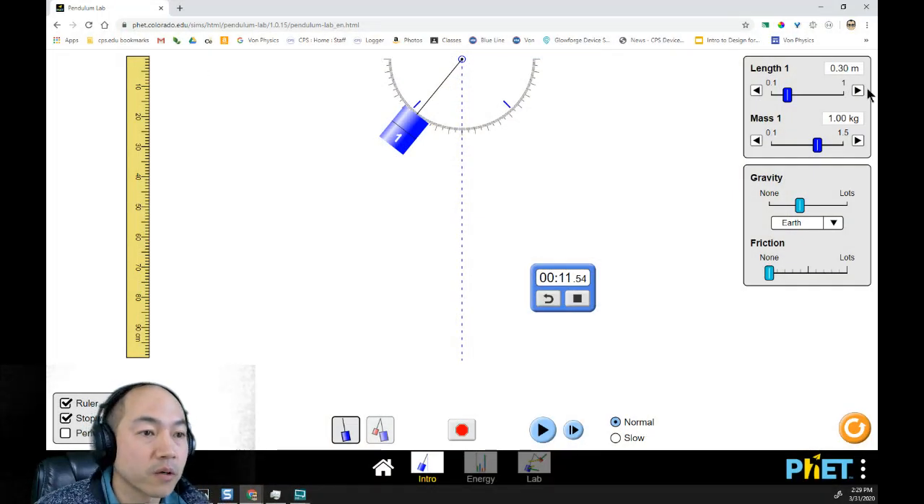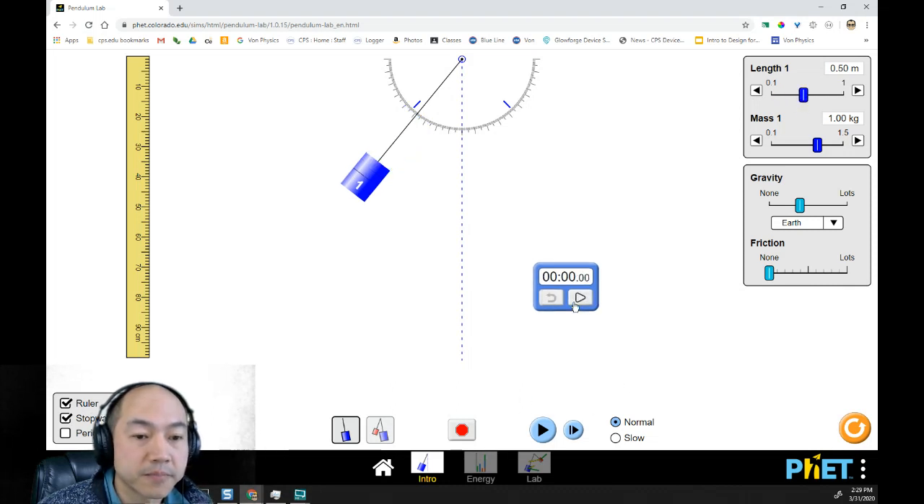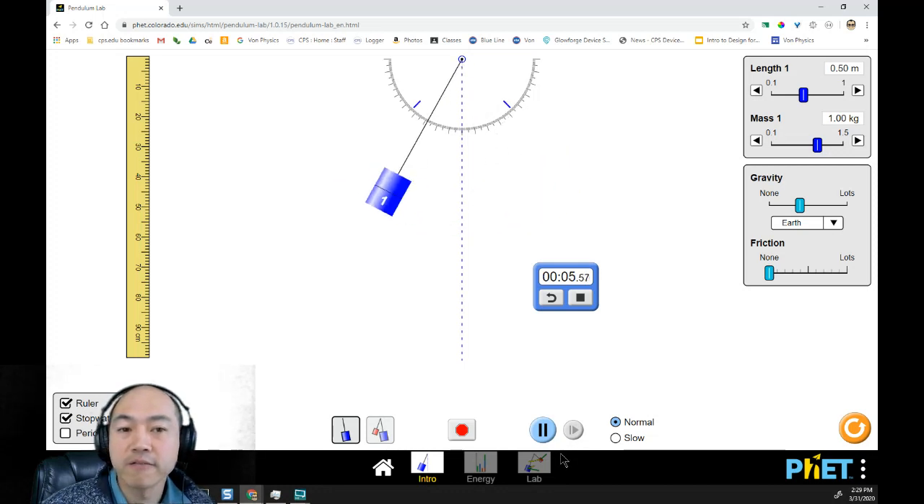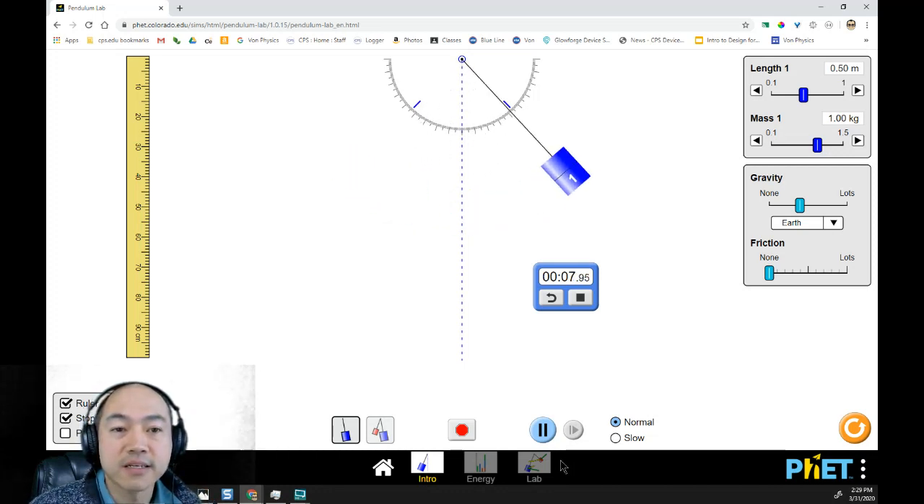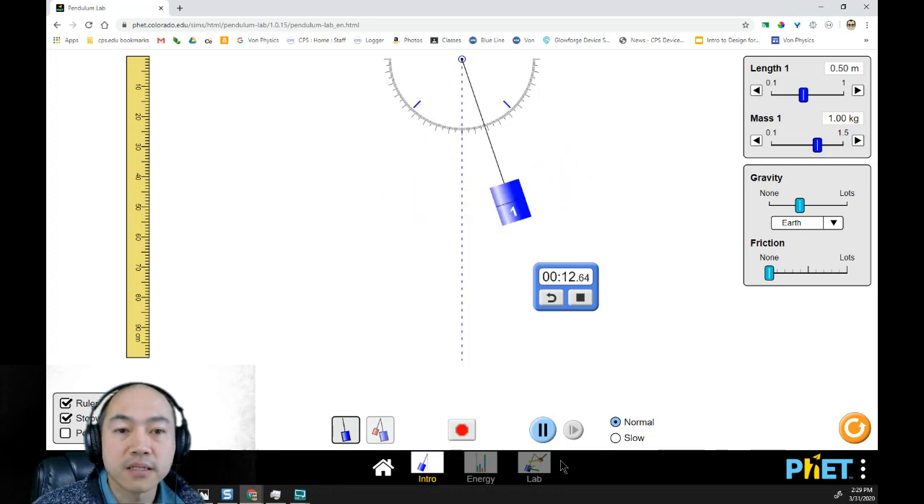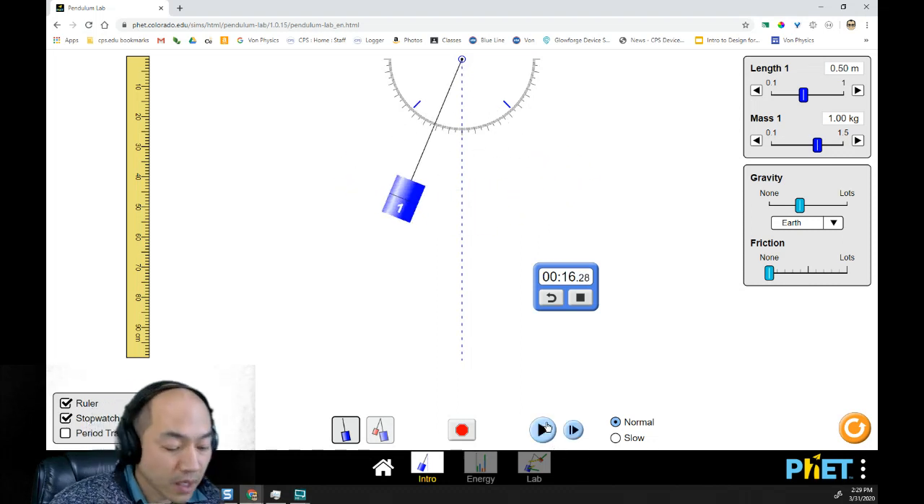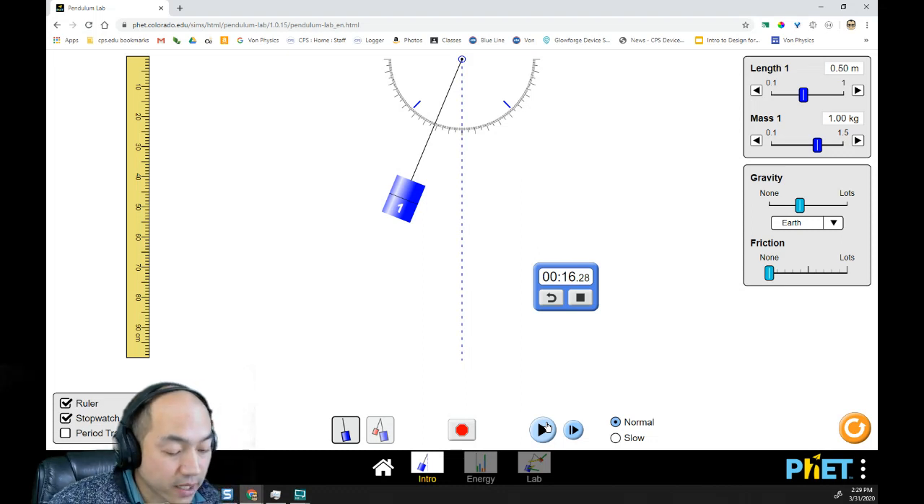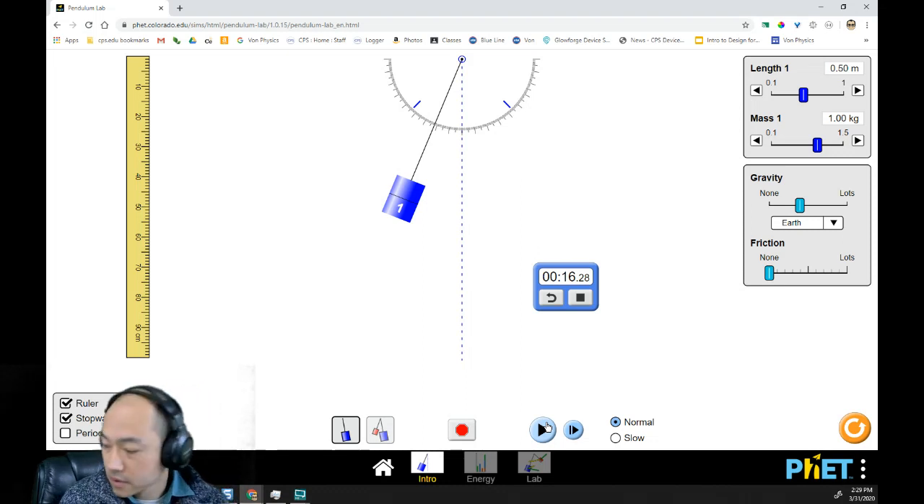We then repeat this for 0.5. Stop that. Restart. 1, 2, 3, 4, 5, 6, 7, 8, 9, 10. Oh, I missed it. But you get the point, right? So you're going to do that, and you'll finish that analysis there, right?